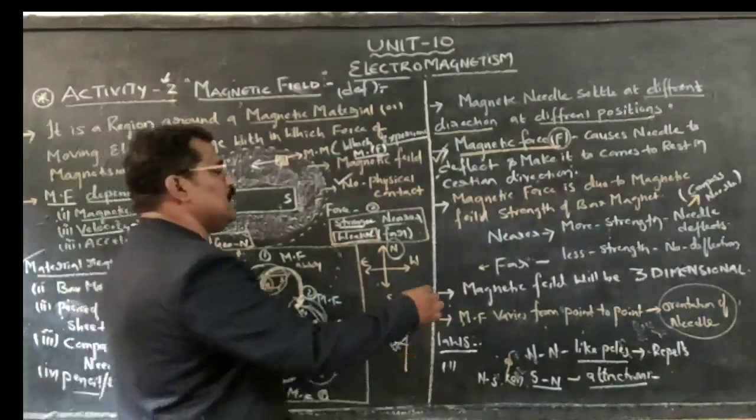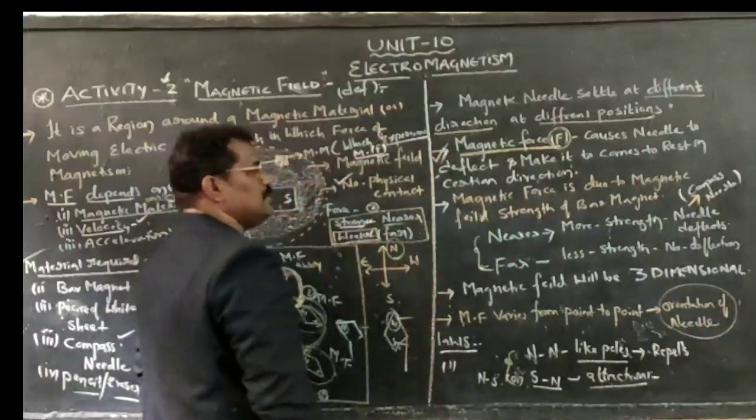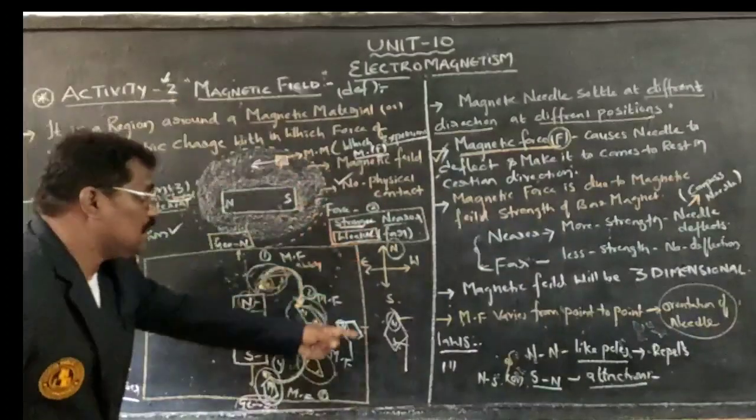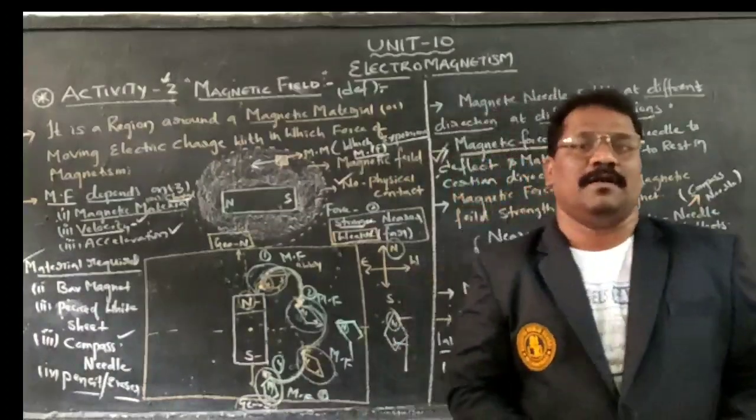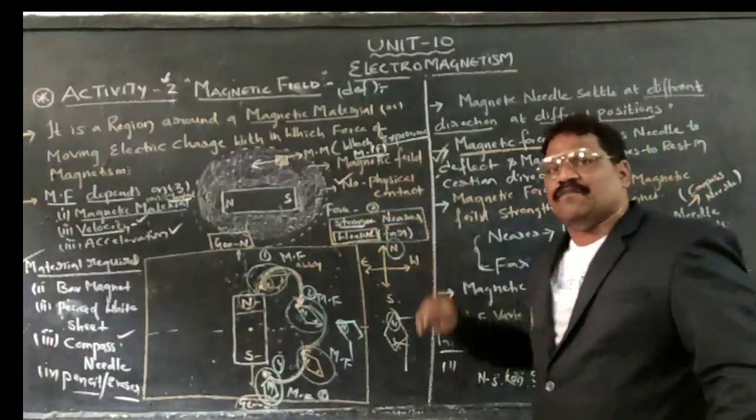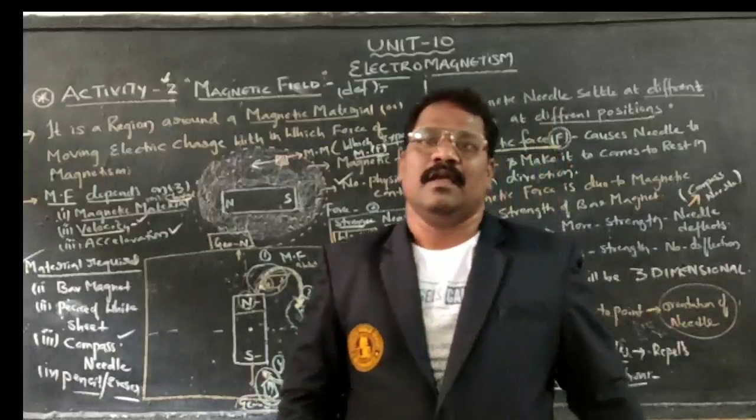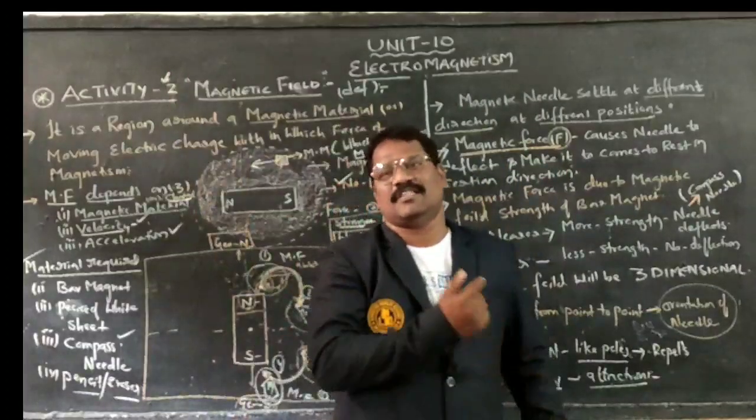These possibilities can exist. That is nothing but the total concept of this magnetic field. And how does this magnetic field exist? It exists in three dimensions.